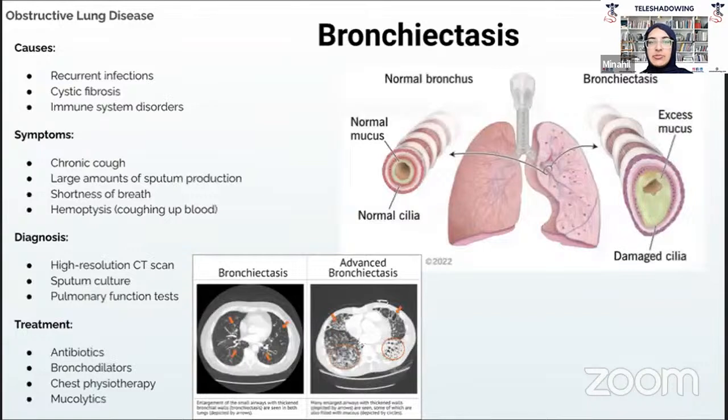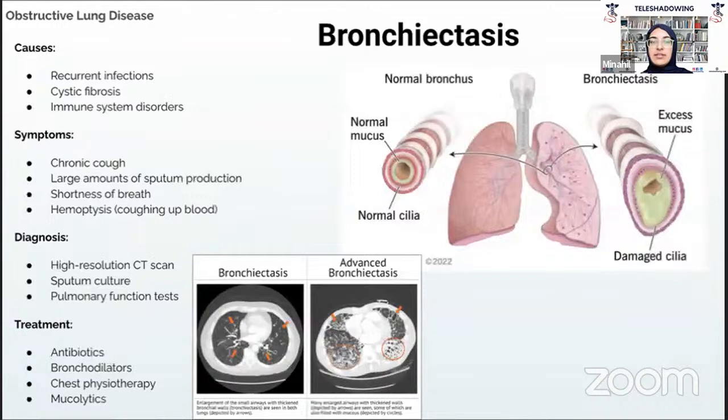Bronchiectasis is also a type of obstructive lung disease. It's basically characterized by a permanent dilation of the bronchi. You can see here, this is normal, but this is permanently dilated, often due to an infection or inflammation, and you can see there's excess mucus there. It's most commonly associated with cystic fibrosis.